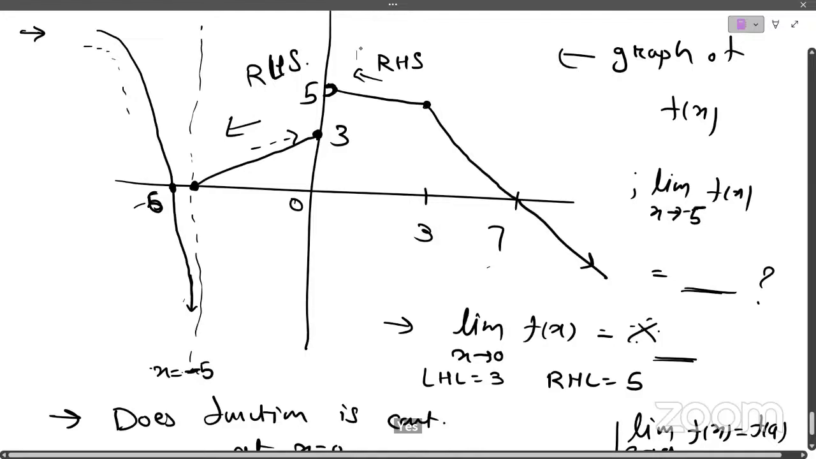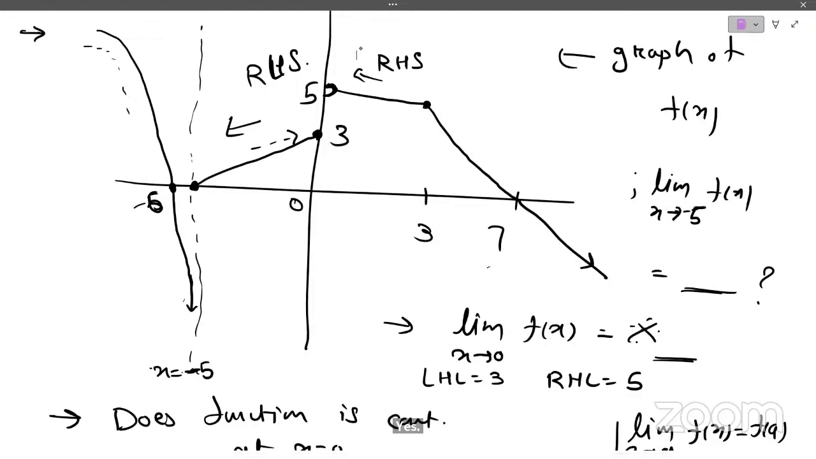Ma'am, are both the statements the same if I say the limit is undefined and the limit does not exist? Yes, both things are the same. That the limit is undefined and the limit does not exist, for our purpose both things are the same.